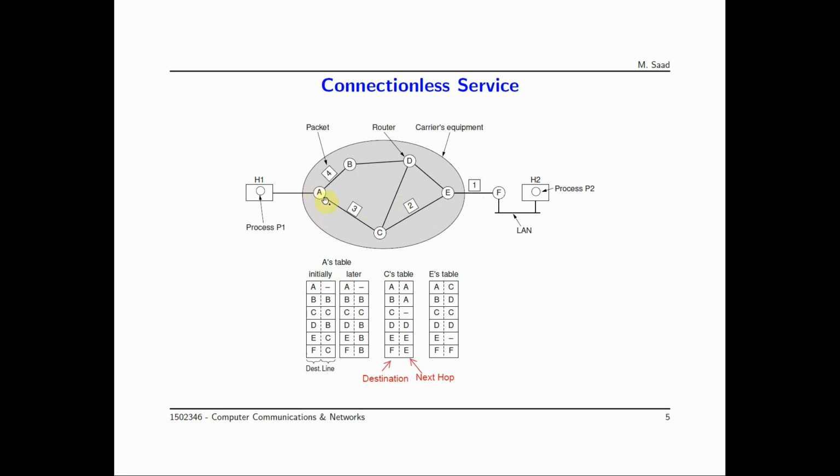Now, if router A receives packet 4, again, packet 4 has a header which contains the destination address, and the destination address corresponds to router F. Now, when router A checks the table, it says, okay, if the destination is F, the next hop is B, and this is what has been changed.